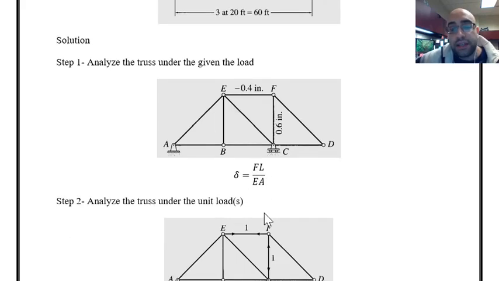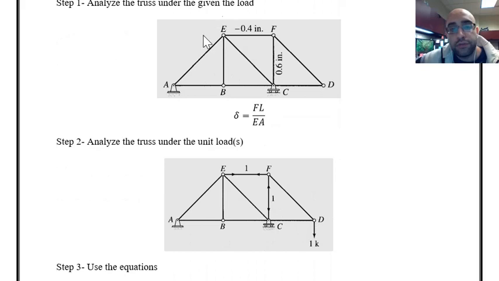The question is asking about the vertical deflection at point D. So I have to remove the loading, in this specific case these initial deflections, and apply a unit load in the direction that the question is asking. The question was asking about the deflection at point D, so I applied a unit load at joint D, as you can see over here, and then I have to analyze the truss.